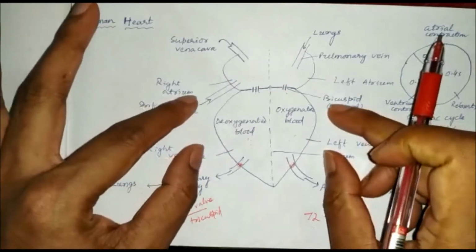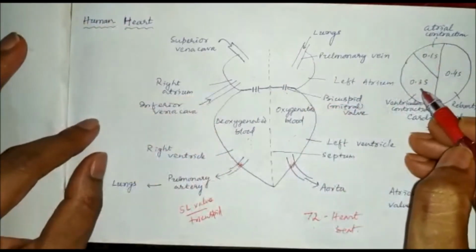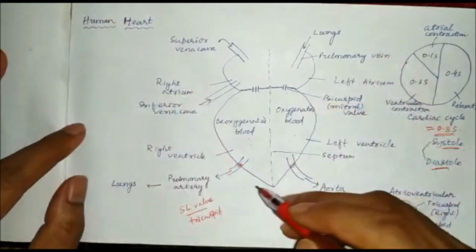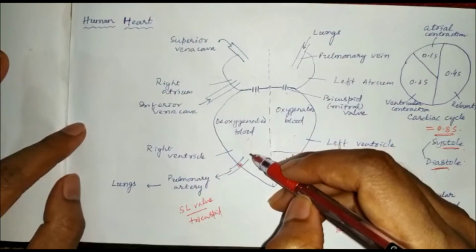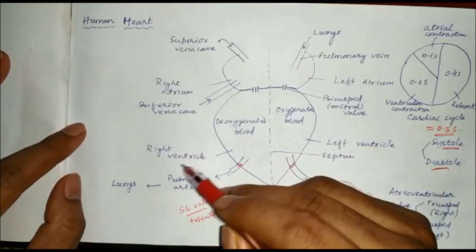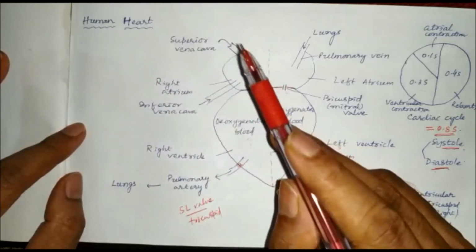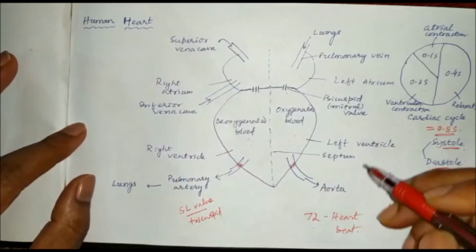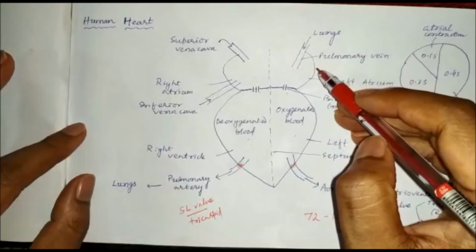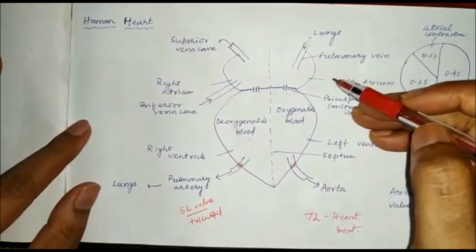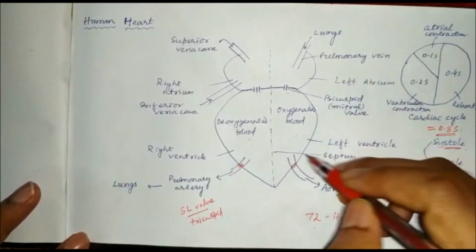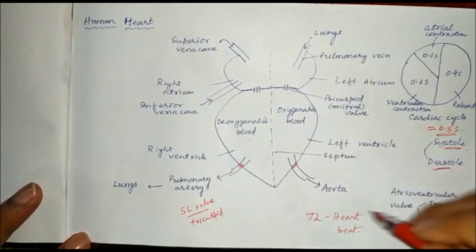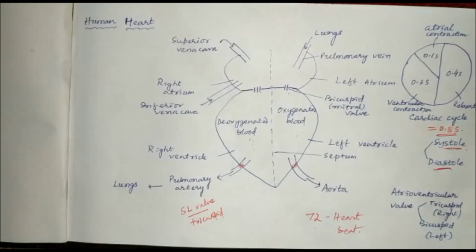Now, when the ventricle contracts, and this contraction lasts for 0.3 seconds, the semilunar valves open and the deoxygenated blood from the right ventricle goes through the pulmonary artery to the lungs for purification, and after purification again enters the left atrium through the pulmonary vein. And when the ventricle contracts, the oxygenated blood from the left ventricle goes through the aorta to the general circulation and reaches different parts of the body.